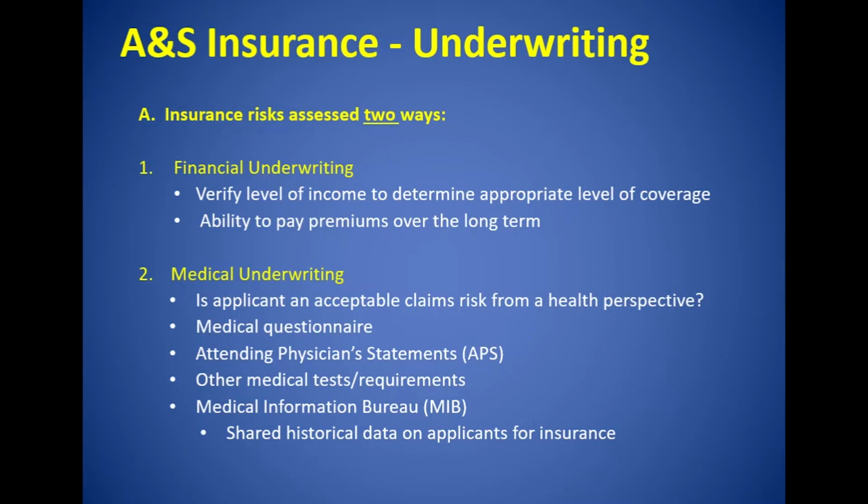They'll ask for the person's tax returns, for example, to verify their level of income, to make sure that it is at a relatively consistent level and it doesn't only reflect last year's earnings, which might be a good year. Previous years might have been a lot lower. So they need to verify the level of income to determine what is the appropriate level of coverage.